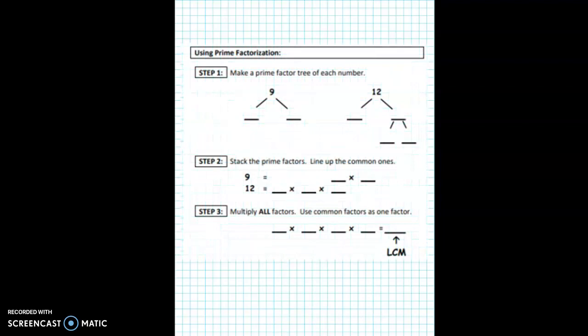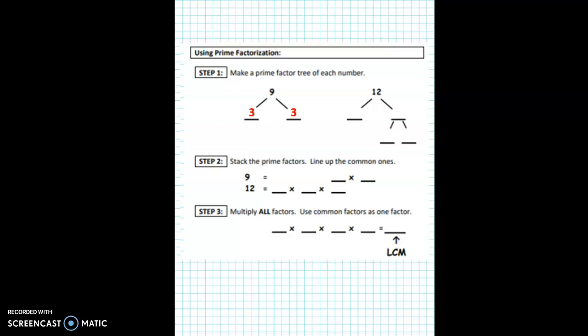Another way we can approach it is using prime factorization. First, find the prime factorization of 9 and 12. We can do this by using a factor tree to split 9 into 3 times 3. Since 3 is a prime number, that is where we can stop.